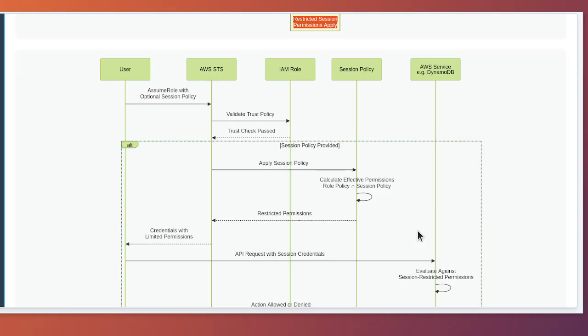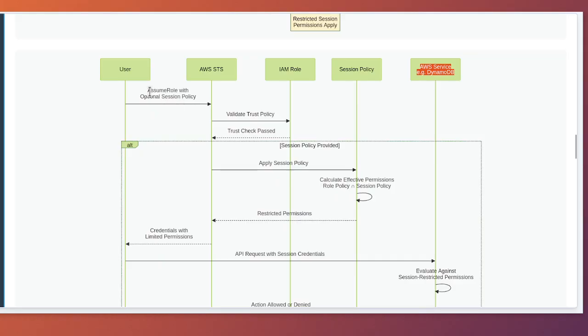The diagram has 5 participants. First is user, representing someone assuming a role. Second is AWS STS, handling the role assumption. Third is IAM role, representing the role being assumed. Fourth is session policy, representing the optional inline policy. Fifth is AWS service, for example DynamoDB, representing the service being accessed.